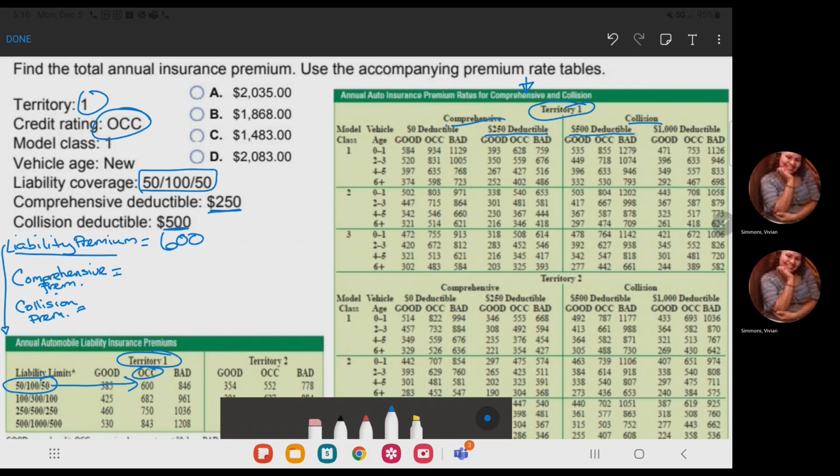Now we also know that they have occasional credit, so I'm right here and right here for both. And now I need to know what model class this one is showing, model class 1. So I'm right here in model class. Now the age of the car says it's new, which means that's 0 to 1 years old. So I go over to my spots under OCC. I have 628 for comprehensive.